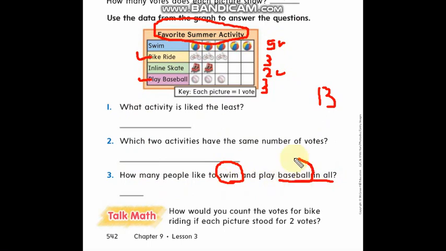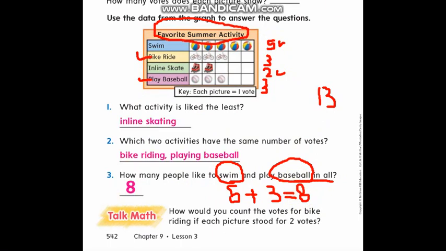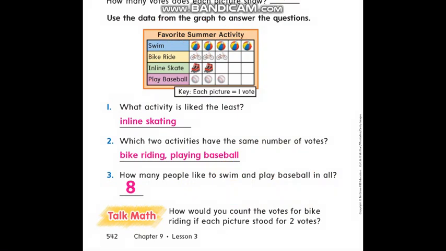In all means we're gonna add. So how many people like to swim? 5 plus how many? 3. So what is the total, everyone? I'm gonna give you some time. The total is 8. Well done. So everyone, let's check our answers. Okay, let me erase so we can see. So it's all correct.